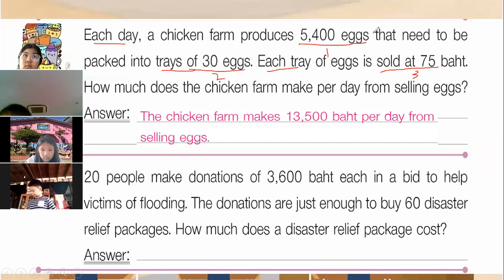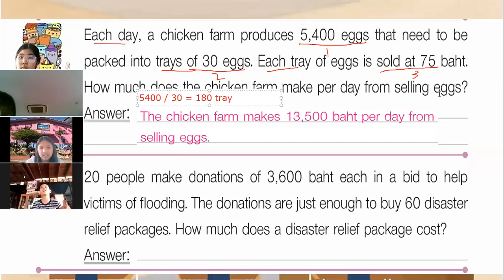Now look at the calculation. First of all, what do we have to do? The 5,400 total eggs they produce in one day, we have to divide, okay. So we divide by 30. Each tray has 30 eggs. So how many trays will we have? We will have 180 trays, okay.